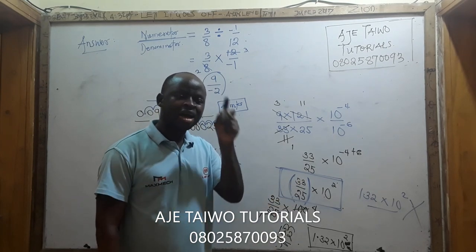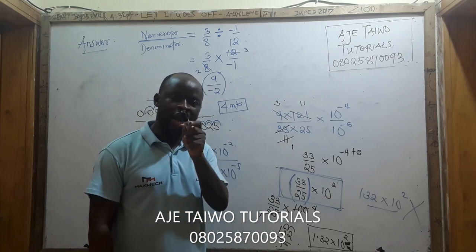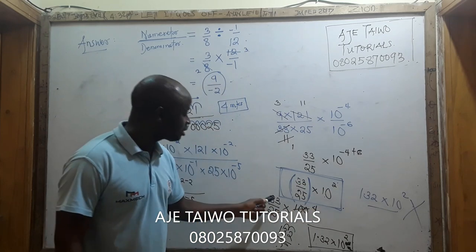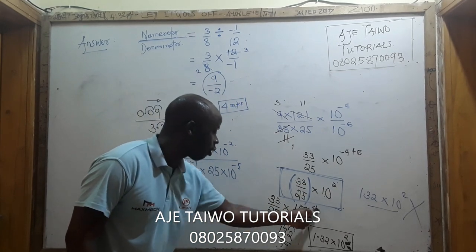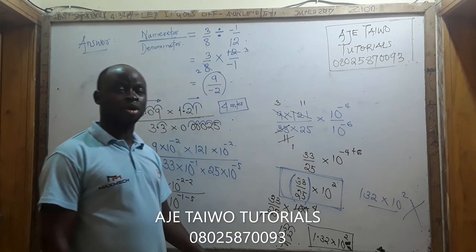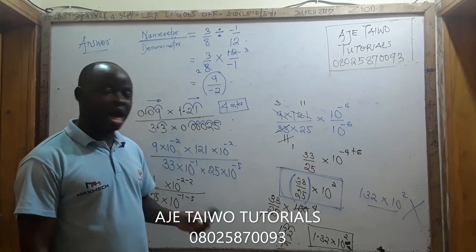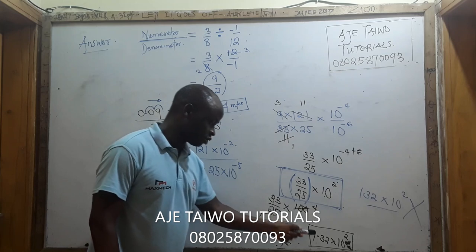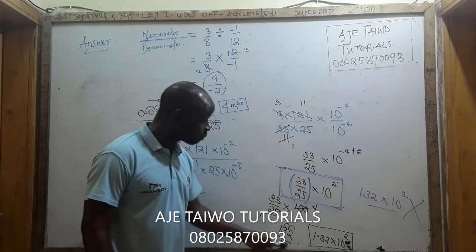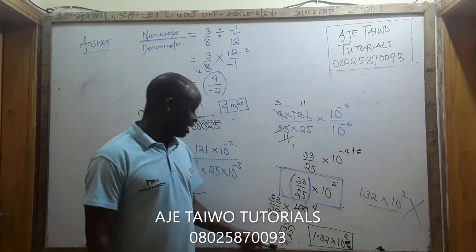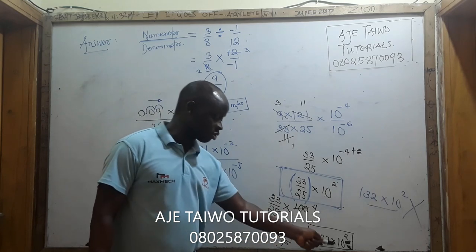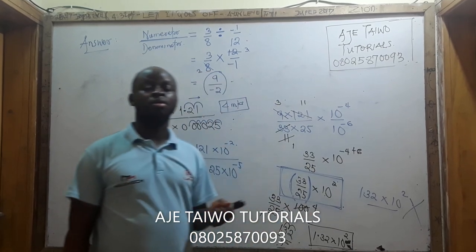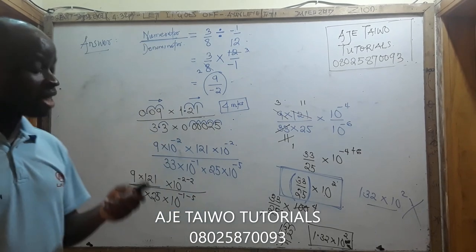The examiner does not want to know if it's your error you used in guessing this to become this. He doesn't want to know. But as far as 33 over 25 times 100 can give us this 4, that shows you did this thing without a calculator. I first got 33 times 4, 132, and I converted to standard form. Even if I stop here, I can be pardoned. But this is where you must stop. You don't jump from here to here. If you jump from here to here, you are wrong. That's why students fail mathematics.